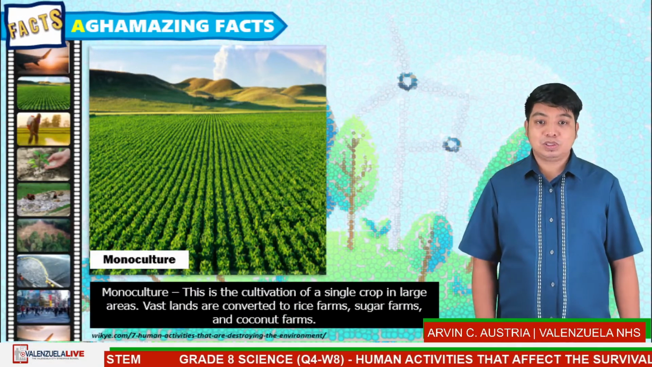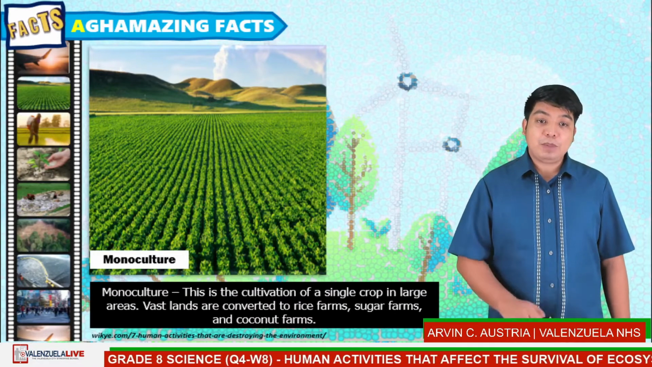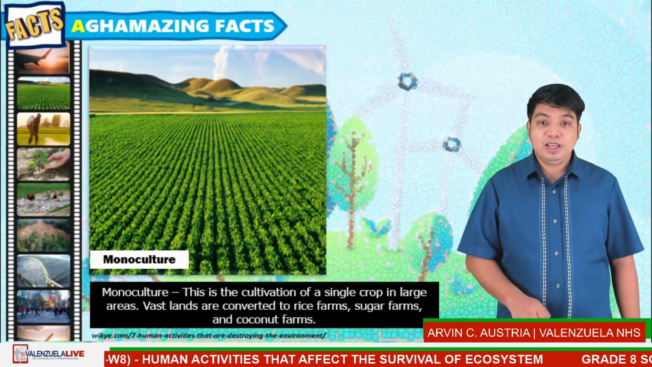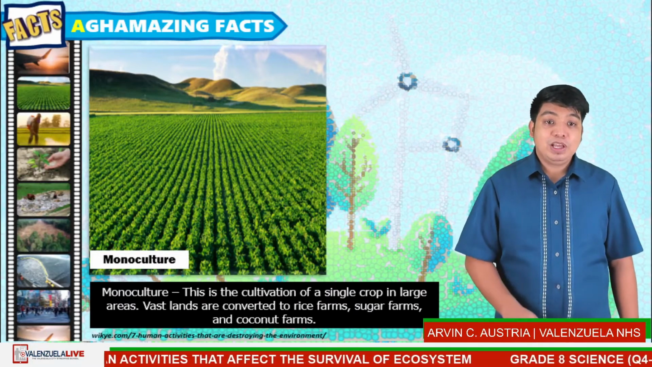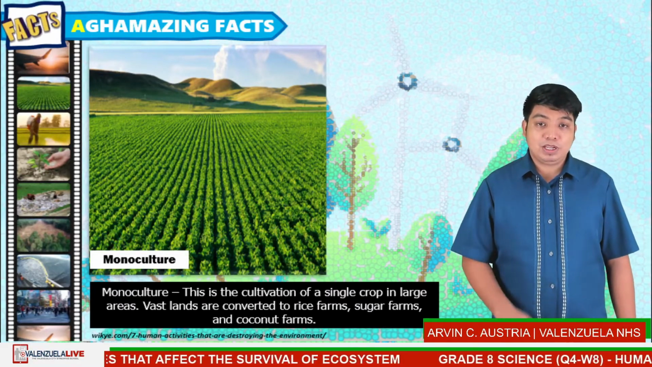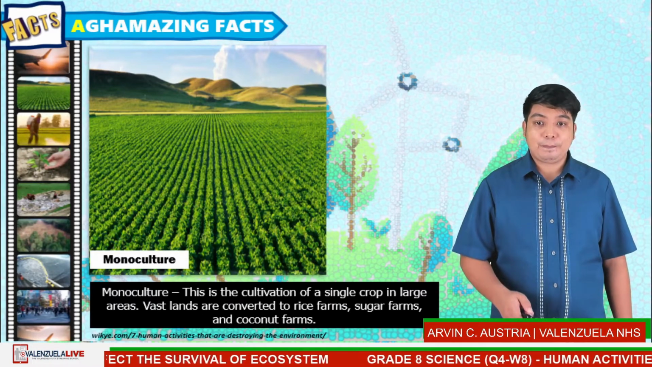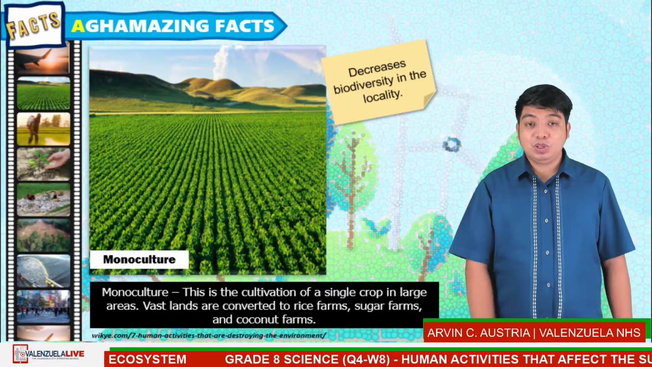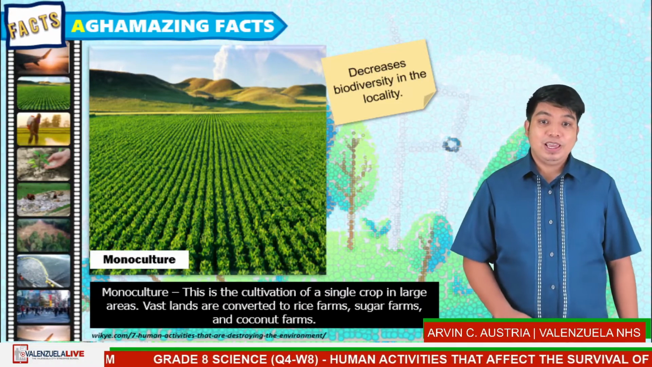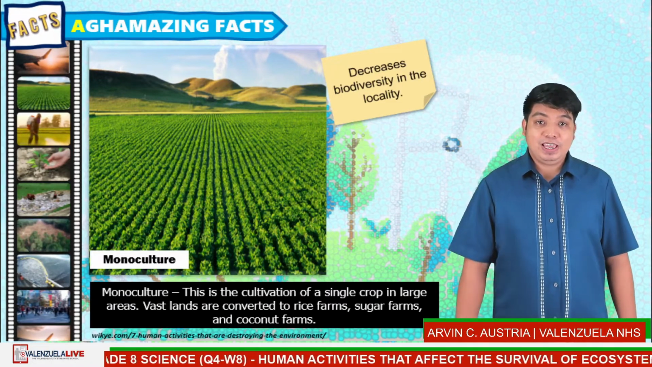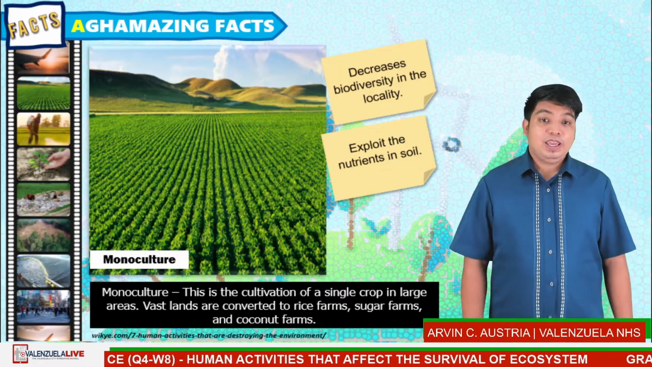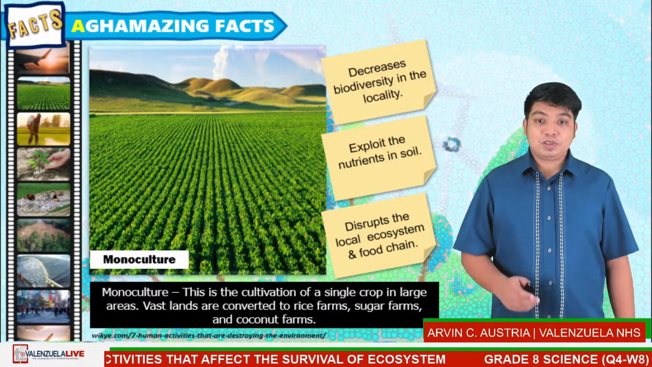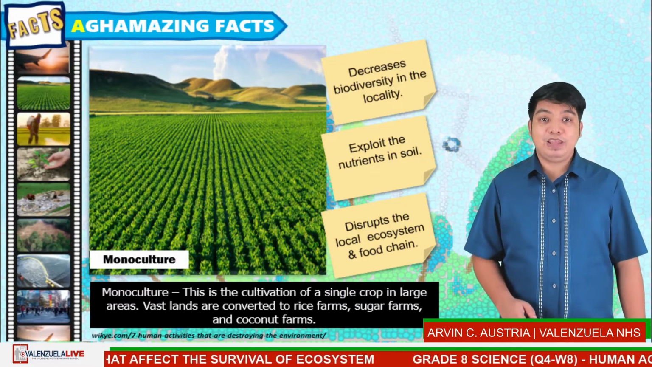First is monoculture. It is a practice where a type of crop is planted throughout the year. It is suggested that crop rotation must be done not to exploit the minerals in the soil. Here are the negative impacts of monoculture to the ecosystem. First, it decreases biodiversity in the locality. It exploits the nutrients from the soil, disrupts the local ecosystem and food chain.